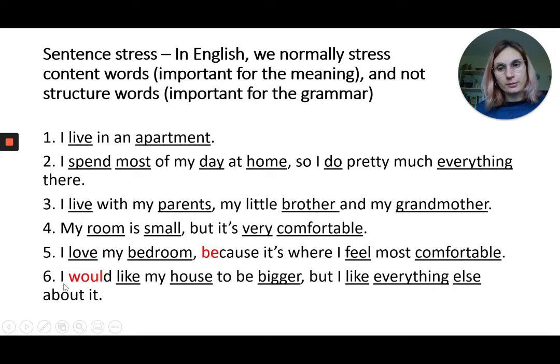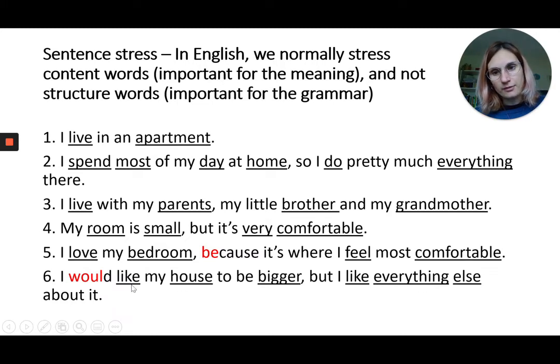So the last one, I would like my house to be bigger, but I like everything else about it. So would is usually just I'd like. So I'd like my house to be bigger. I'd like my house to be bigger. So this doesn't get pronounced. Often most of the word disappears and we just contract. I'd like my house to be bigger.